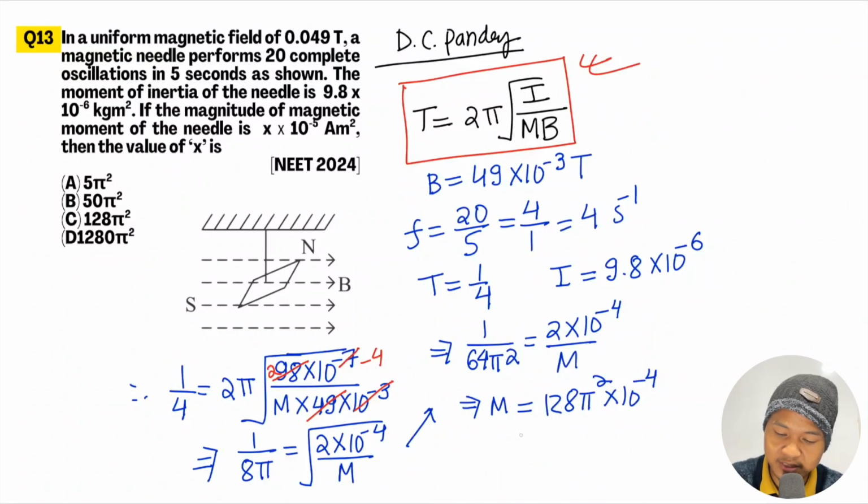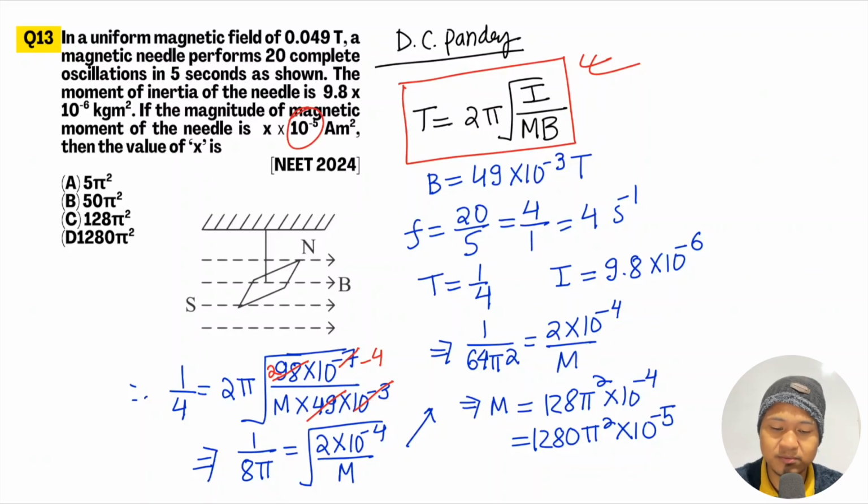Okay, so I can rewrite this as 1280 pi square into 10 power minus 5. Okay, that is very tricky. So therefore 1280 pi square, that is your answer.